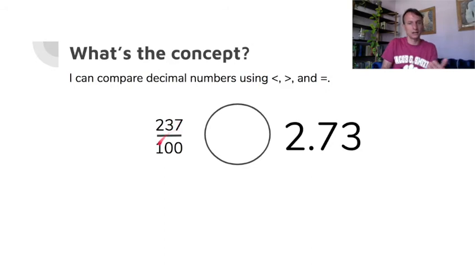237 hundredths compared to 2 and 73 hundredths. Sorry, I jumped the gun. That's what I was going to do next. 2 and 73 hundredths, which we can read as 273 hundredths, compared to 237 hundredths. When you look at it that way, you can see that 237 hundredths is less than 273 hundredths. And now you see why we learned how to read them that way a couple of lessons ago.